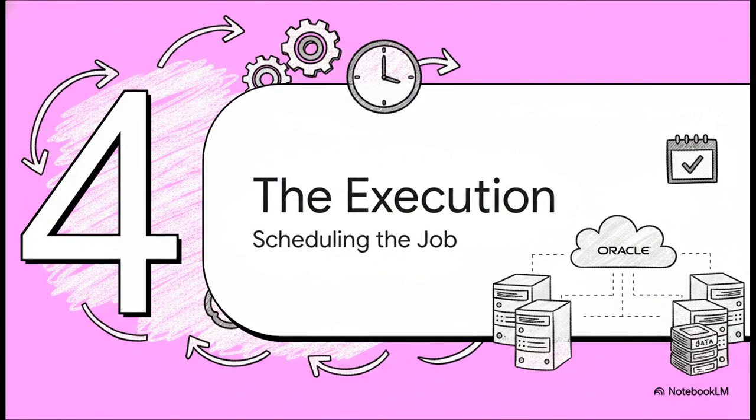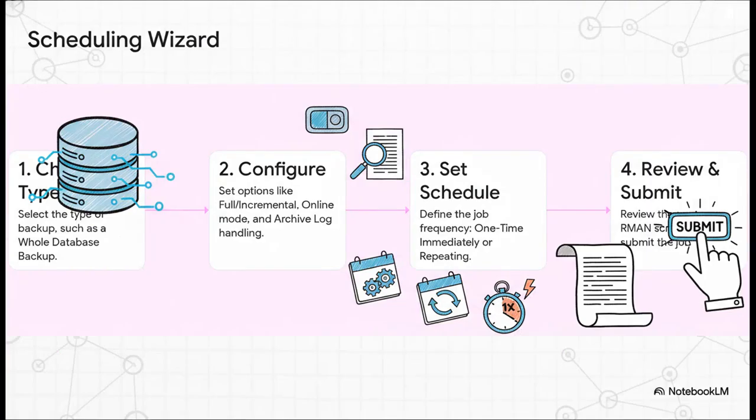So our foundation is laid, the blueprint is designed. Now for the fun part. It's time to actually schedule and run the job. And the scheduling wizard makes this super easy. It's really just a few clicks. First, you choose what you're backing up. We'll do a customized whole database backup. Then you configure the details like, we want a full backup and we want it to run online so the database stays up. Next is the schedule. You could set this to repeat every week, but for our demo, we're just going to run it immediately.